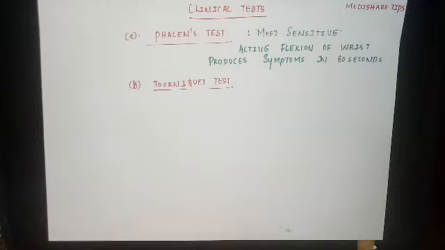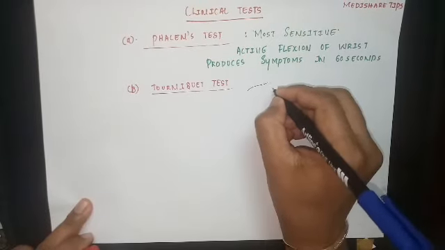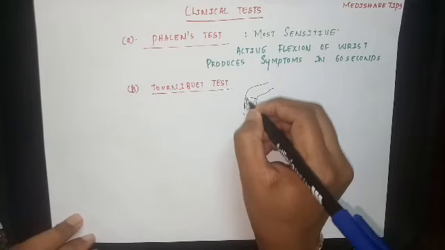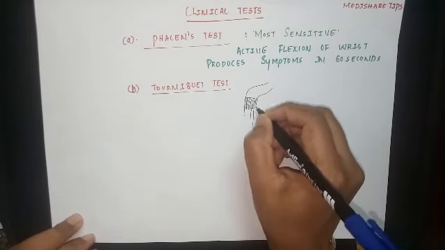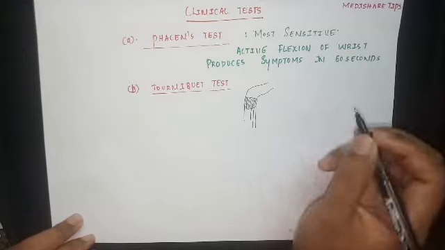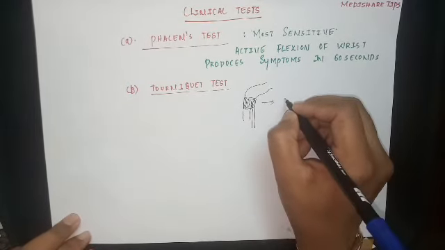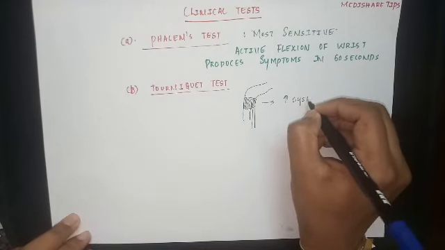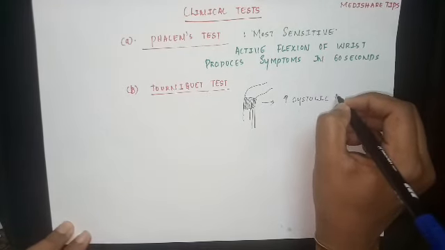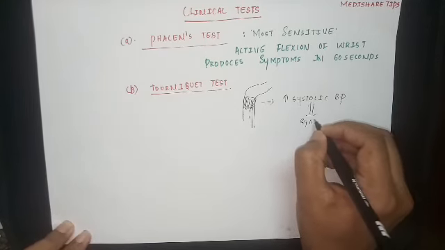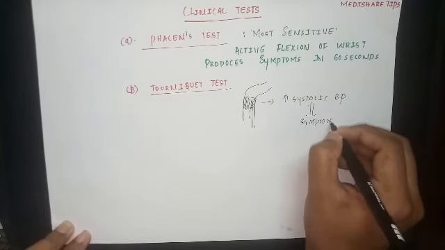So in this case, we are tying a pneumatic cuff and we are inflating the cuff to above the systolic blood pressure of the patient, and if it produces symptoms, the test is considered to be positive.